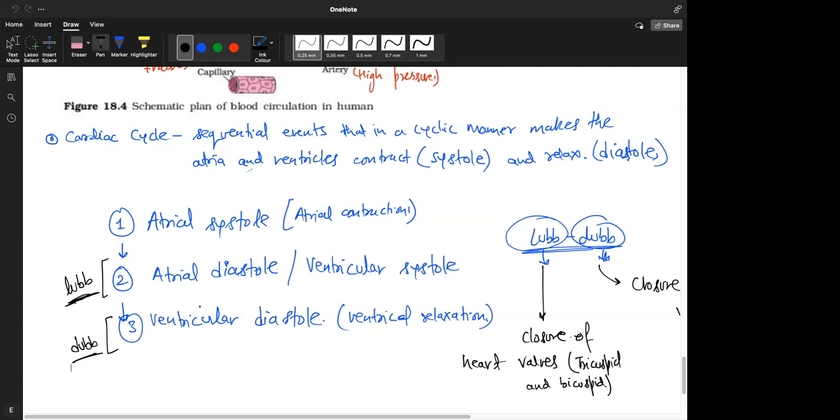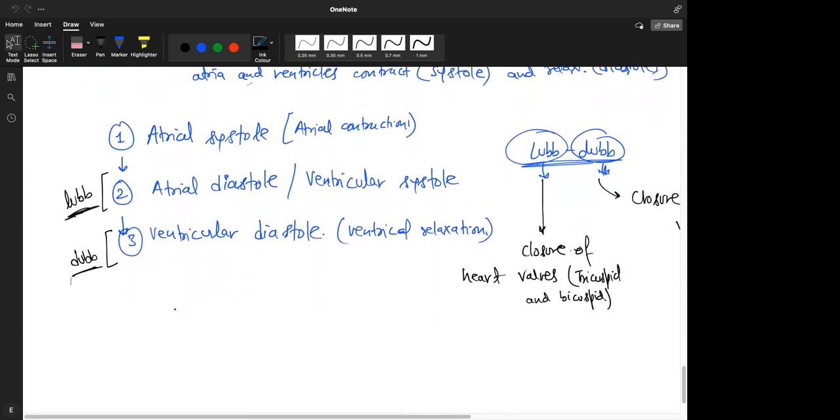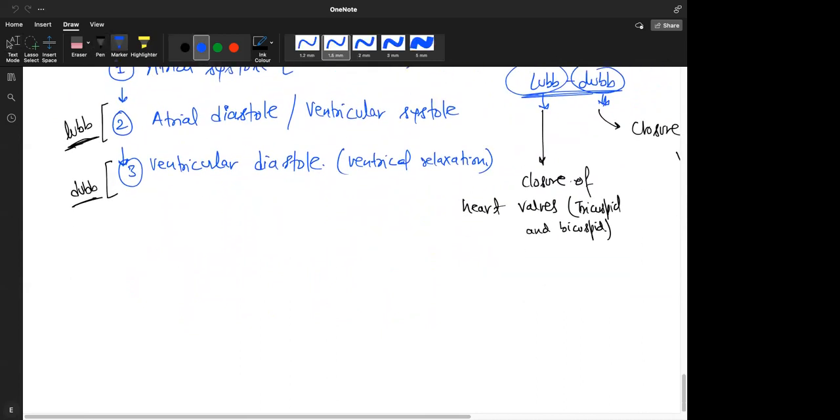Before that, let me tell you one more thing. There are two types of hearts in the animal system. Okay, let me also make this clear to you. Types of hearts in biology.